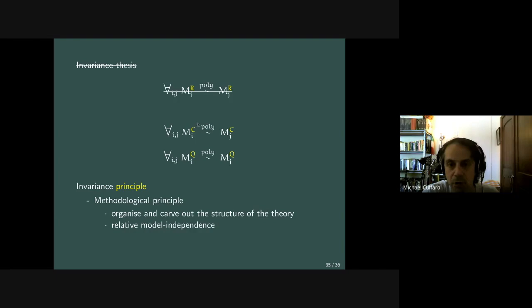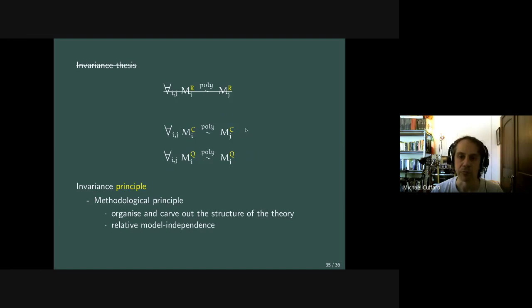And so we thought that all models were this way. But now it seems that we've discovered that the quantum computational models are not captured by this. Nevertheless, it seems to be the case that all quantum computational models, measurement-based computation, circuit-based computation, adiabatic, topological quantum field theory, and so on, are all polynomially equivalent to each other. So we can think of the invariance thesis more usefully as an invariance principle, as a kind of methodological principle through which we organize and carve out the structure of the theory.